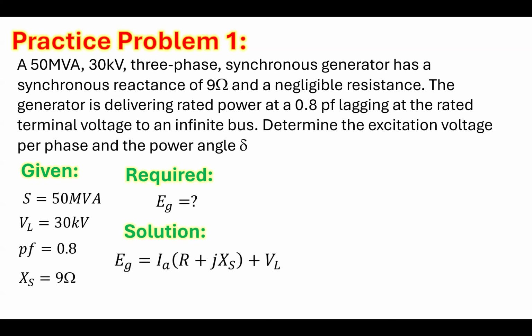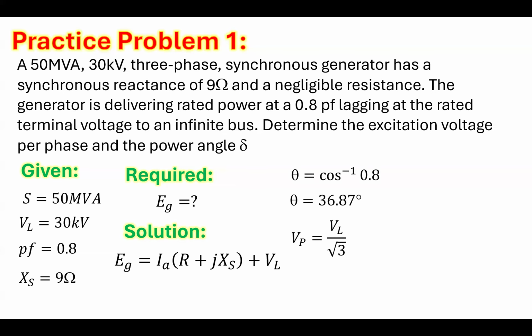So for our solution, we use our first equation. The generated voltage is equal to the armature current multiplied by the impedance, R plus jX sub S, plus the load voltage. So remember, we express this equation in complex form. To get the angle, that is arc cosine of 0.8, and we will get 36.87 degrees.